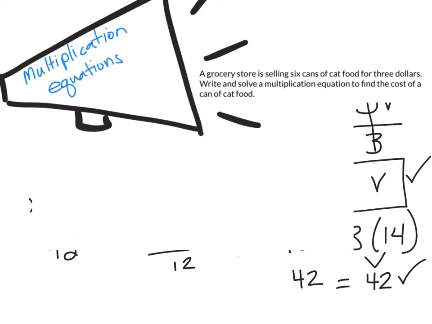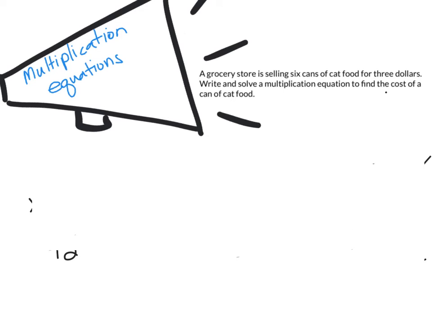Let's take a look at a word problem. A grocery store is selling 6 cans of cat food for $3. Write and solve a multiplication equation to find the cost of a can of food. The information we don't know is the cost of 1 can of cat food, so we're going to create that variable as c. The grocery store is selling 6 cans of cat food for $3. So 6 times c equals 3.